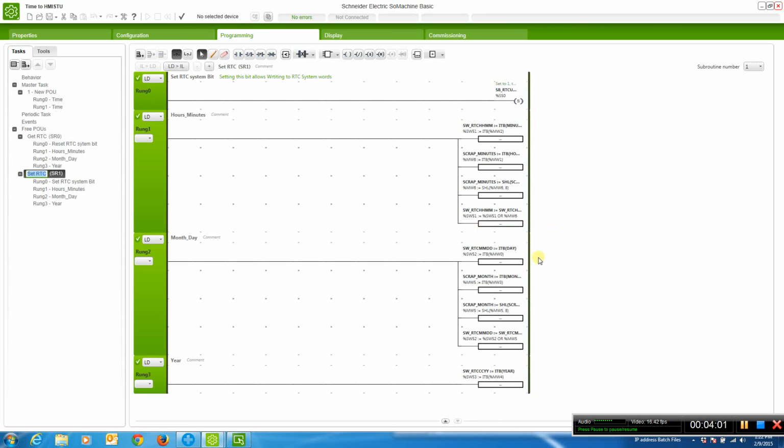We repeat that process for the month and day. And again, the year is easy. We simply take memory word 4 and do integer to BCD, stuffing it into system word 53. When I toggle system bit 50 back off, that will stuff it into the PLC register to change it. That's how you change and read the real-time clock in the M221 PLC.